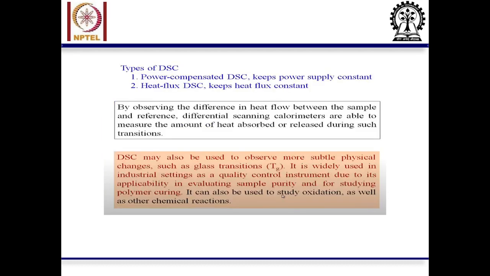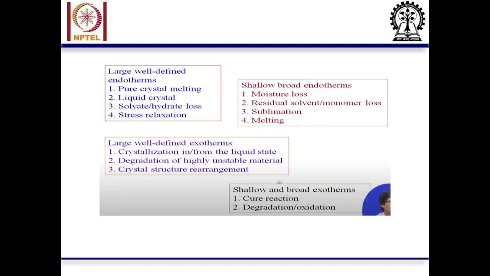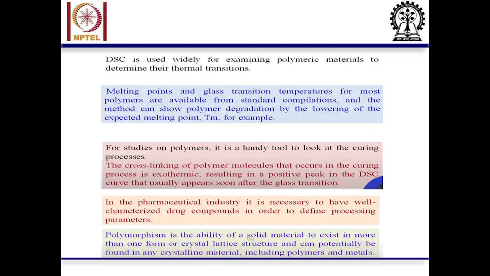There are two types of DSC, power compensated DSC and heat flux DSC. You have gone through these already, how to find out DSC and all. Here we have seen whether there is a large well-defined endotherm or a shallow and broad one. One is like this, another is like this, broad. So for this kind of process, which process is endothermic, which is exothermic, whether it is shallow or large, broad or well defined, you can see in this kind of example. So these are the DSC applications.